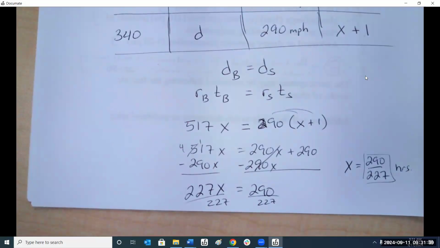Is it going to be greater than or less than 1 hour? Greater than 1 hour, because it's an improper fraction. But it's less than 2 hours. It's about an hour and 24 minutes.